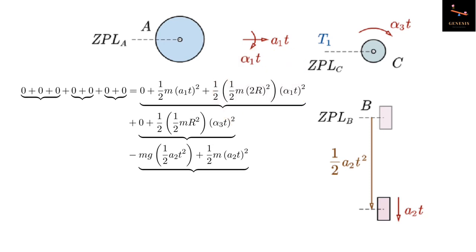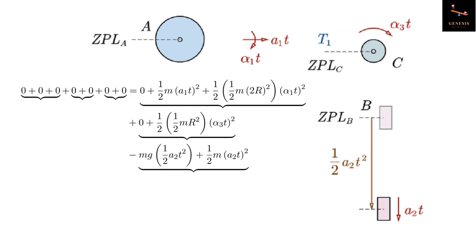Plus, now look at the second set of zeros on the LHS. That is for the pulley C. The first zero in this pair is for the gravitational potential energy of C and the second zero is for its rotational kinetic energy. Correspondingly, on the right hand side, the potential energy remains zero because its center has not changed any height. And the rotational energy is half I omega square, which is half into half m r square into (alpha 3 t) whole square. Now on the LHS, we have another pair which is clubbed together. The first one is for the potential energy of block B and the second one is for the kinetic energy of block B. Initially both were zero.